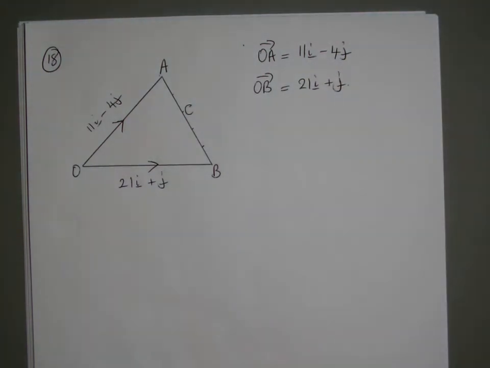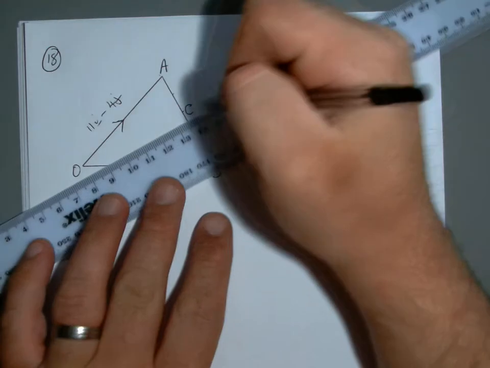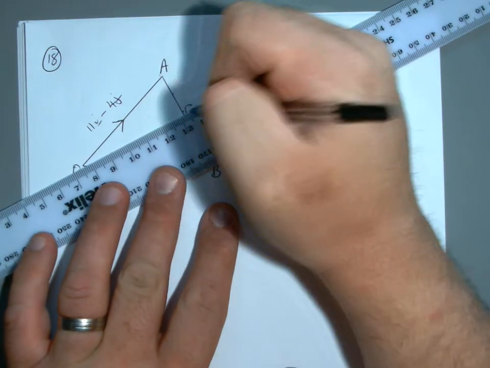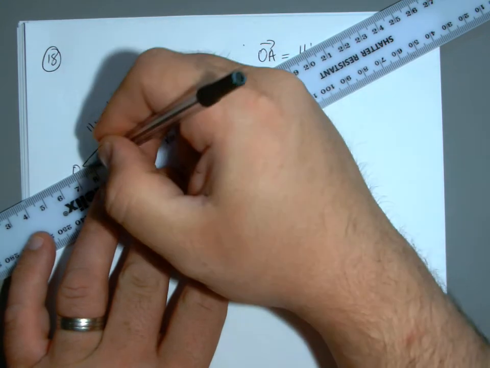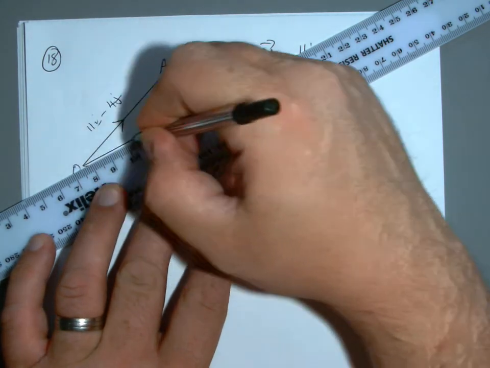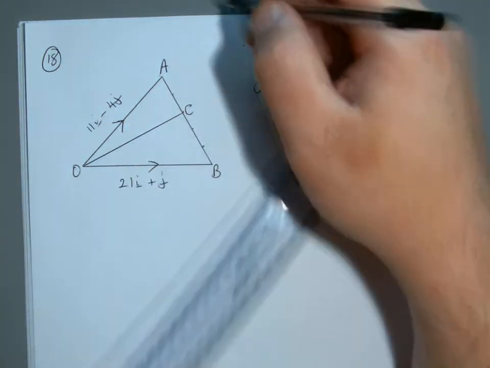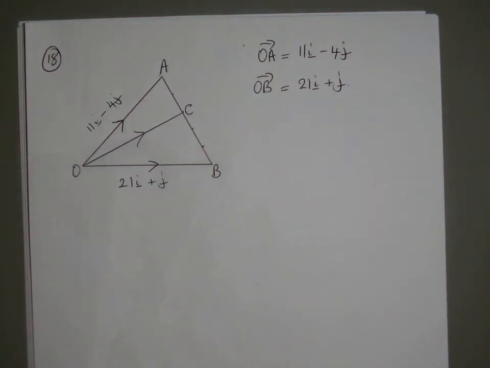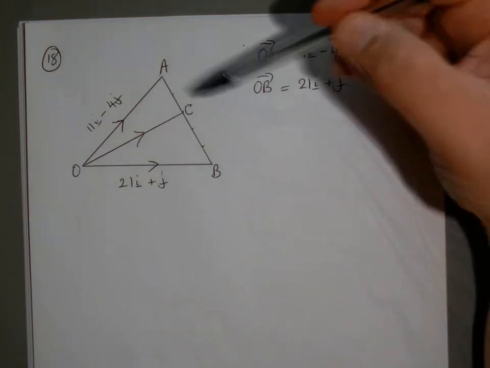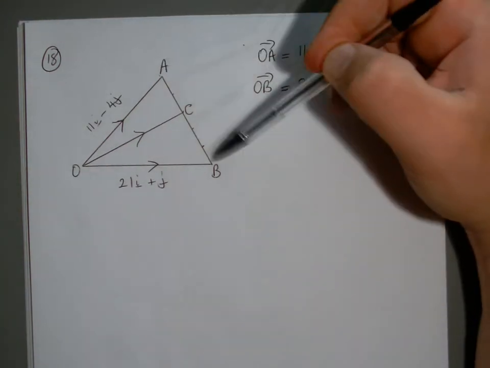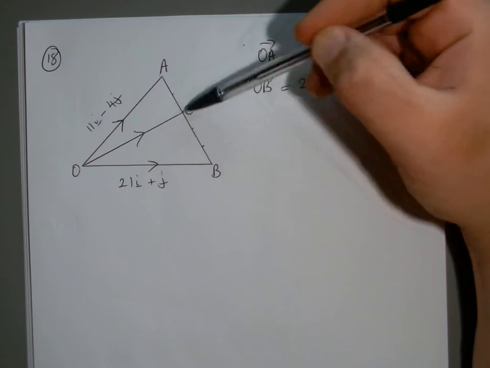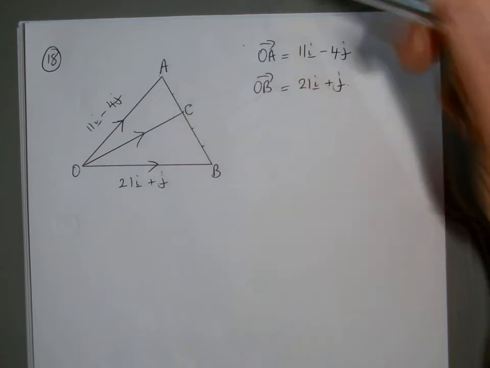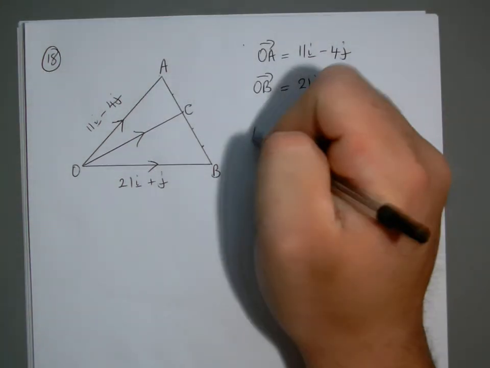Now I want the position vector of C. So to get the position vector of C, I need to know what I have to do to get to C from the origin. In other words, I need that vector there, OC. But as we've seen earlier at the start of this exercise, I'm going to need to know what AB is. In order to work out OC, I need to know what that vector AB is, and AB is really easy if you think about it.